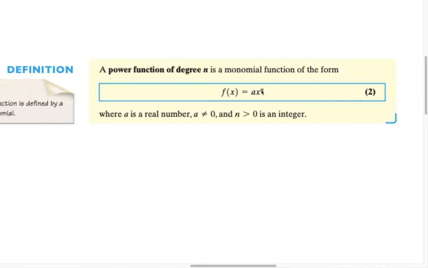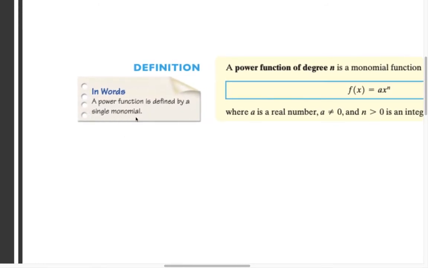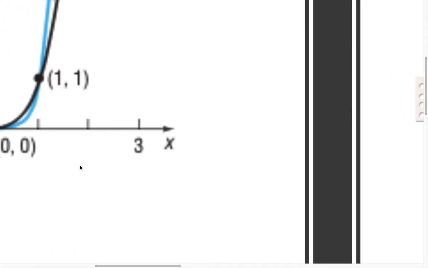A power function is defined as a function of degree n of some monomial. Monomial means one term. There is just only one term, and the degree is n. n can be positive, n can be negative. That is the power function. A power function is defined by a single monomial. Single monomial means just only one term.